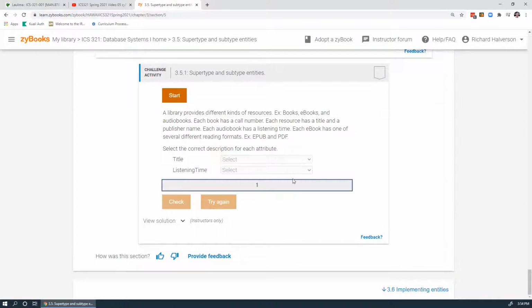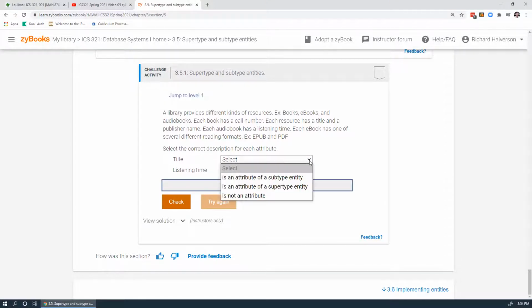Now what's this one? A library provides different kinds of resources. Each book has a call number. Each resource has a title and a publisher name. Okay, let's just start and see what happens. Select the correct description for each attribute.